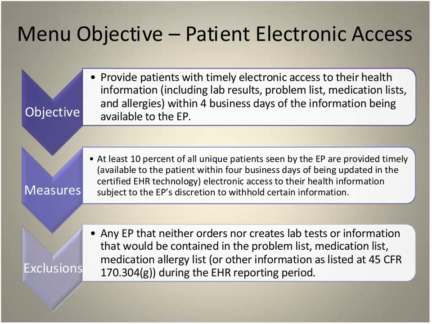The measure is that at least 10% of all unique patients, so that phrase again, unique patients seen by the eligible provider are provided timely, that's defined as within 4 business days, electronic access to their health information, and also, discussed earlier, subject to the provider's discretion to withhold certain information because it could cause some type of harm, or the timing of that delivery of certain types of information.